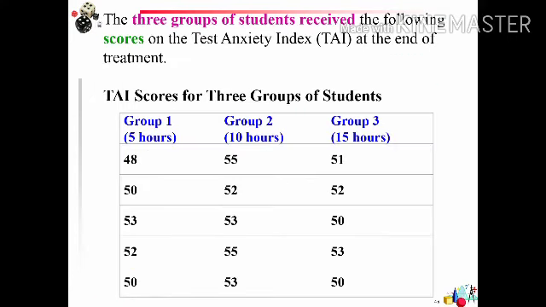The three groups of students received the following scores on the test anxiety index. At the end of treatment, we get the TA scores for the three groups of students, which are given here. Group 1 received 5 hours of therapy, group 2 received 10 hours of therapy, group 3 received 15 hours of therapy, and corresponding TA scores are mentioned here.